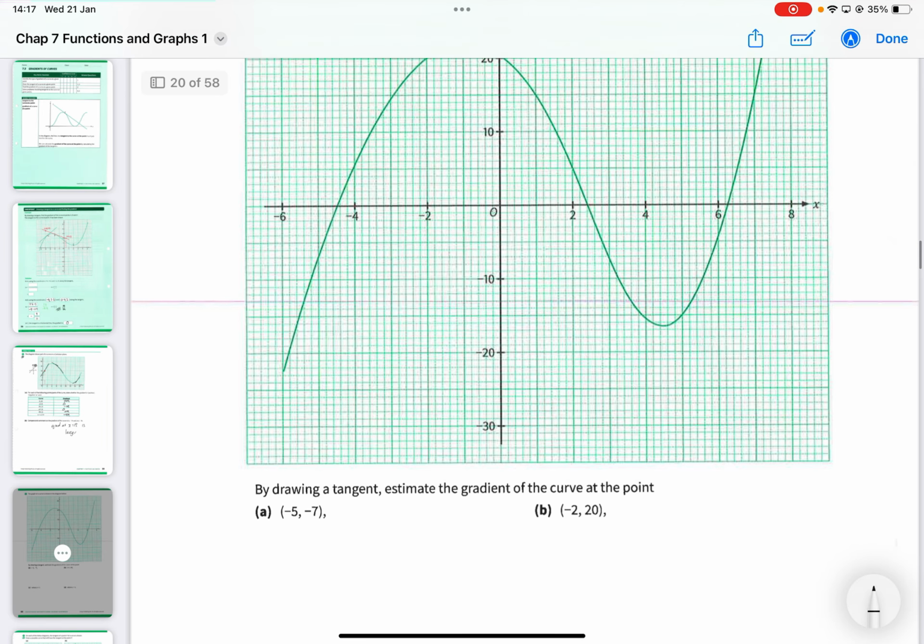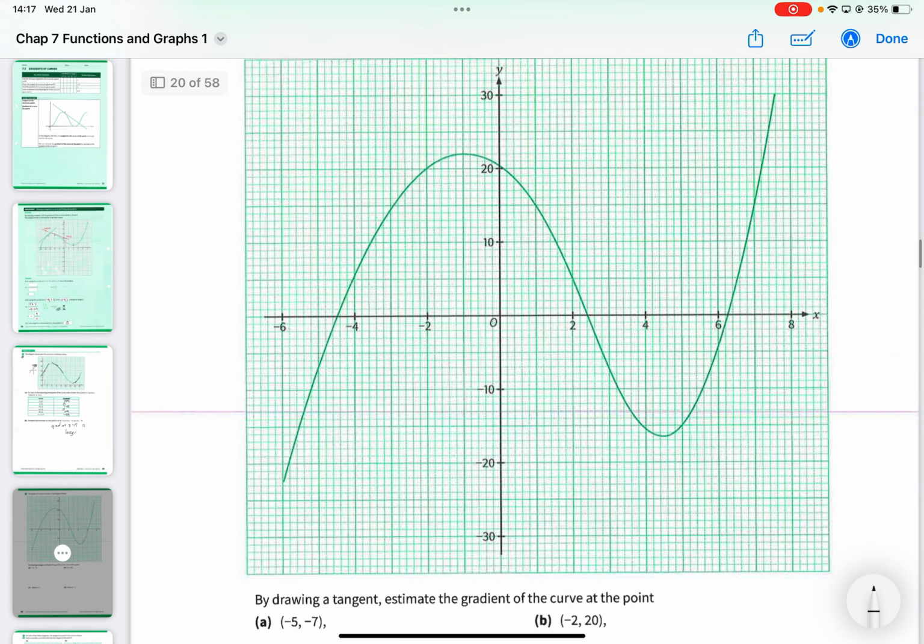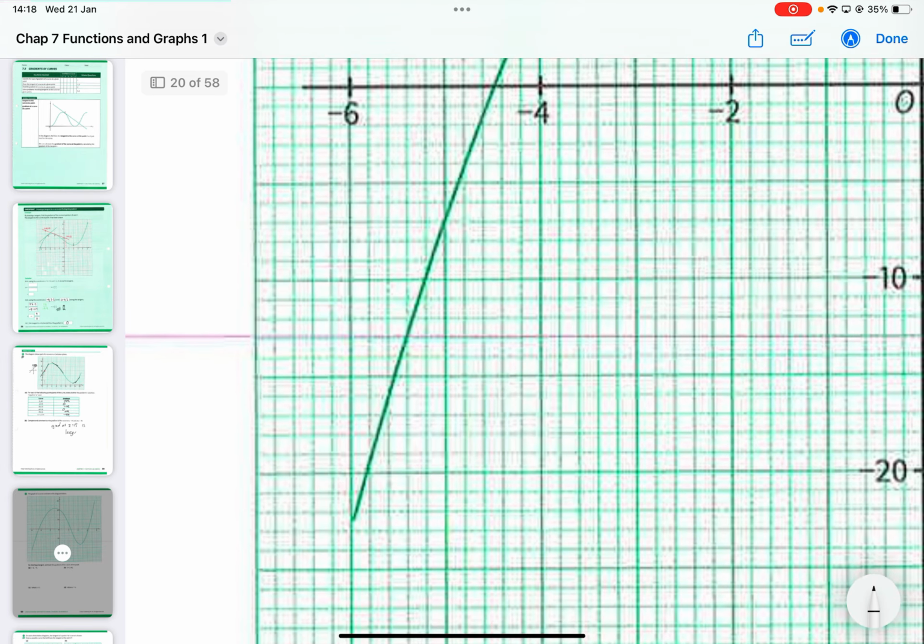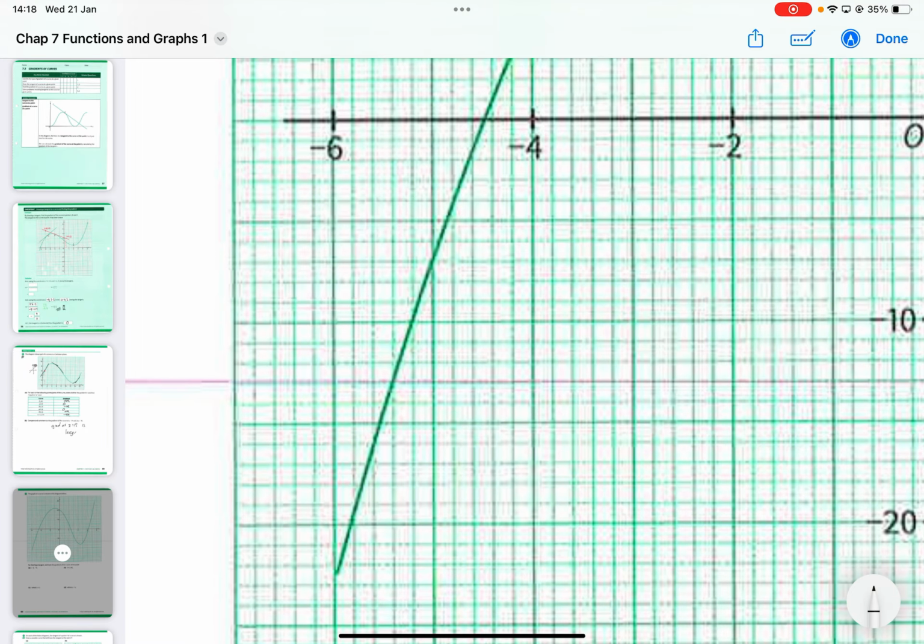Okay, by drawing a tangent, estimate the gradient of the curve. So, for this curve, the gradient keeps changing. By now you should know already. So, if you want the gradient at this point, you go to this point first. -5, -7. Okay, so you go to that point, you mark it out. After you mark it out, you go and place your ruler.